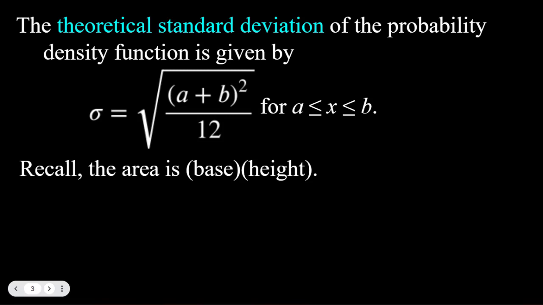Recall that the area, when we're looking at any sort of function, is base times height, and because this is a constant function, the probability density function here is a constant. It's going to be horizontal, which means all of our shapes are going to be rectangles.